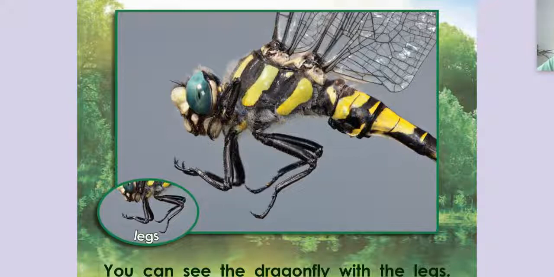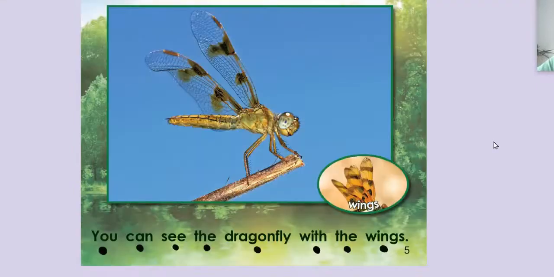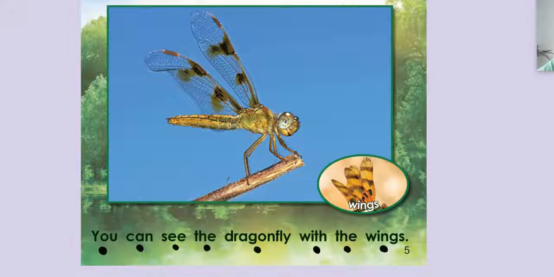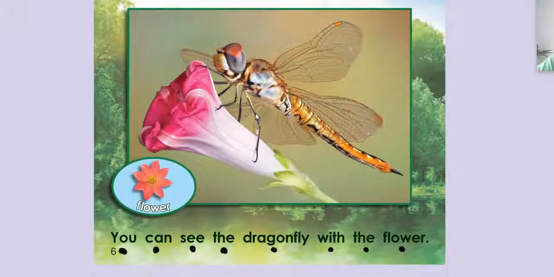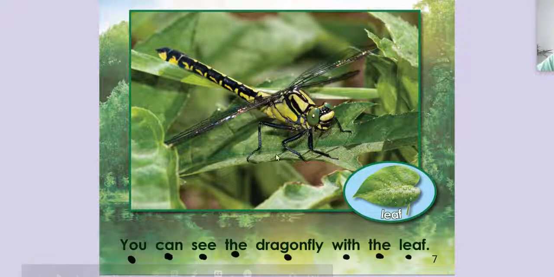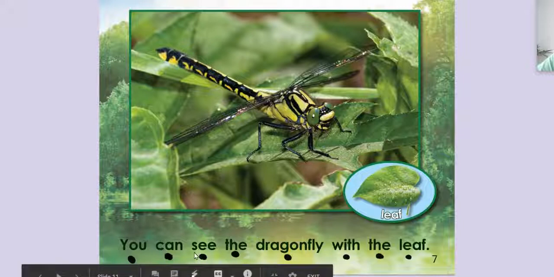Pretty wild looking, right? When you look at him up close like that. Look at the wings. You can see the dragonfly with the wings. Look, the dragonfly is with the flower. You can see the dragonfly with the flower. Now the dragonfly is on the leaf. You can see the dragonfly with the leaf.